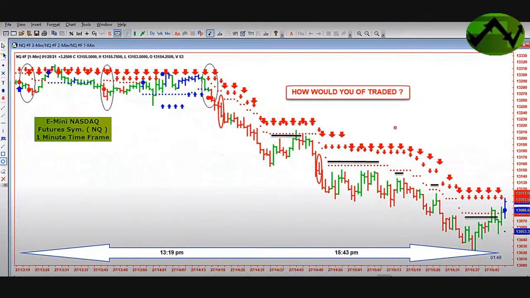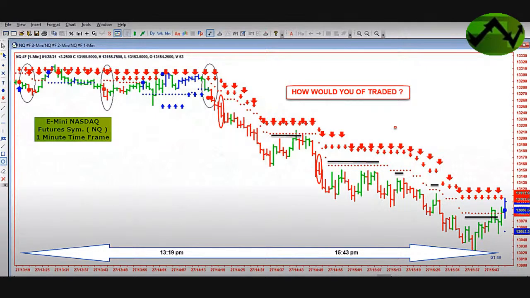It's going to retrace a little bit back on you. Here's the last two greens. You're going to put your stop right there. Okay. And you're going to get stopped out right here.